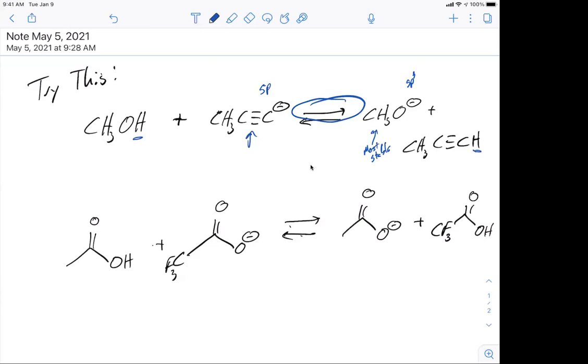If you know the relative ranges of the pKa's, you know that this has a higher pKa, right? This has a pKa around 25. This has a pKa of about 16, right? So again, we're going to go towards the higher pKa's. So we want to go from high acidity to low acidity, and that's the forward direction.